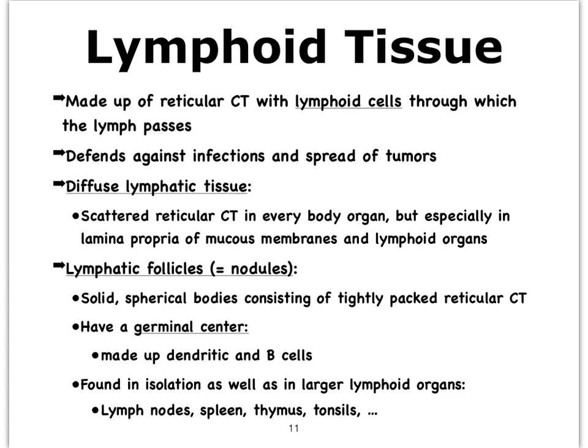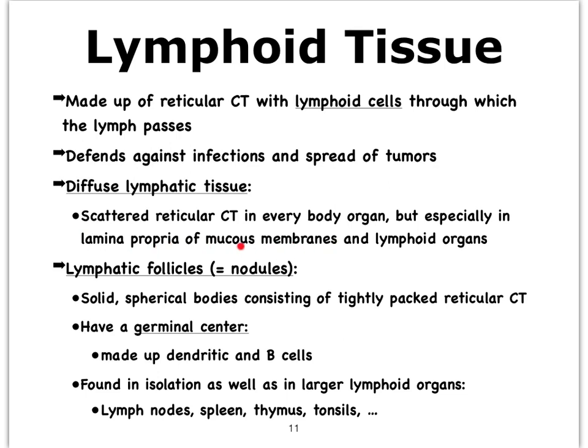Now, there are two kinds of lymphoid tissue. We have the kind that is very scattered. It's not very centralized in a particular area, and so this we refer to as the diffuse lymphatic tissue. We find it in pretty much every body organ, but we see it especially in that areolar connective tissue layer of our mucous membranes, and we also find it in the lymphoid organs. Remember, in the mucous membranes, we refer to it as the lamina propria.